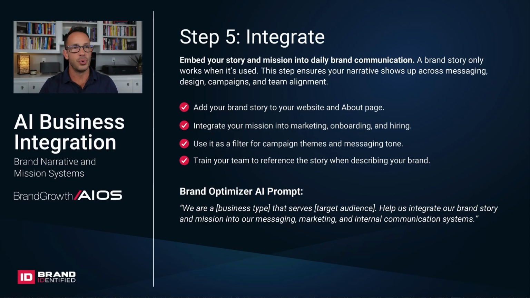Step number 5 is to integrate. So you're going to embed your story and your mission into daily brand communications. A brand story only works when it's actually used. So this step ensures that your narrative shows up across messaging, design, campaigns, and your team alignment. So you should add your brand story to your website and your about page, integrate your mission into marketing, onboarding, and hiring, use it as a filter for campaign themes and messaging tone, and train your team to reference the story when describing your brand. And then, as always, I've given you another BrandOptimizer.ai prompt to use in that custom GPT for step number 5.